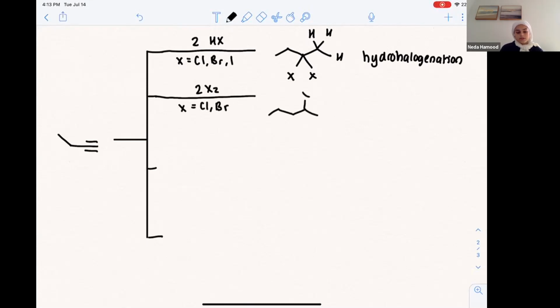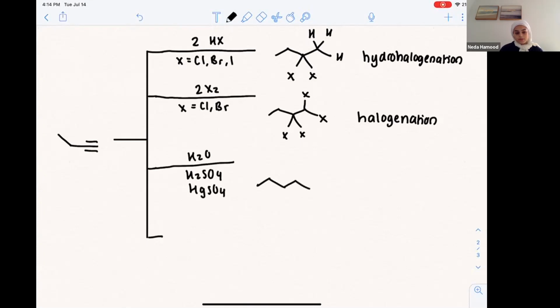And then over here, we're adding a ton of our halogens. So this is called halogenation, fitting. Then we have over here H2O, H2SO4, HgSO4. This is an interesting one because you end up adding double bond O on there. The rest of them are just H's. This is called hydration. Also fitting, because look at that, you're adding a water molecule onto there.